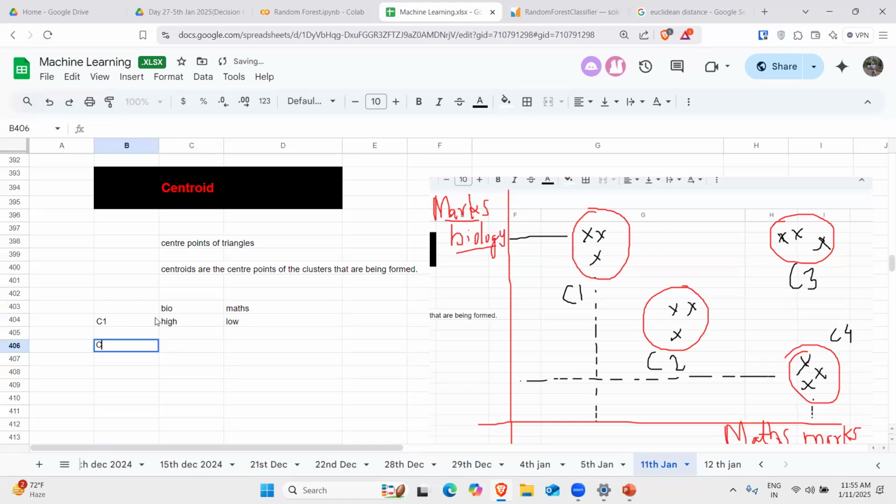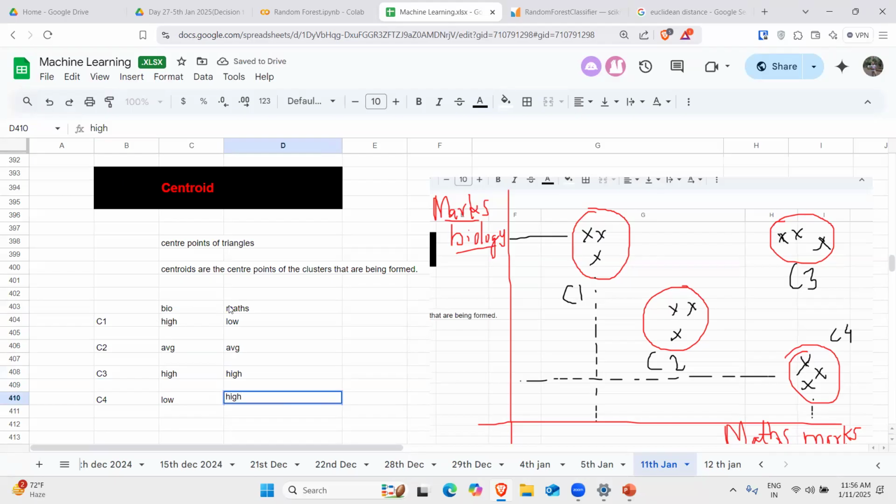We have cluster number two is average, average. We have cluster number three, high in both. And we have cluster number four, that is low in bio and high in maths.